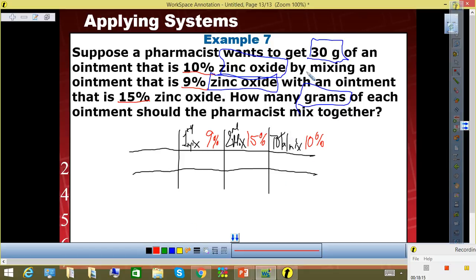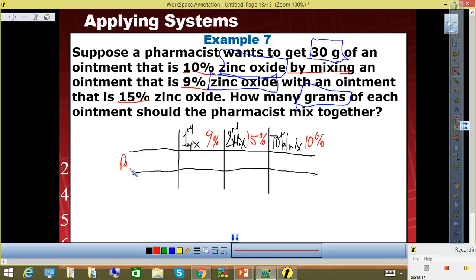So, why is it in this order? Because you need to look for where it says by mixing, and then it tells you which are the mixes. So by mixing, what is he going to mix? This and this. He wants to get, yeah.